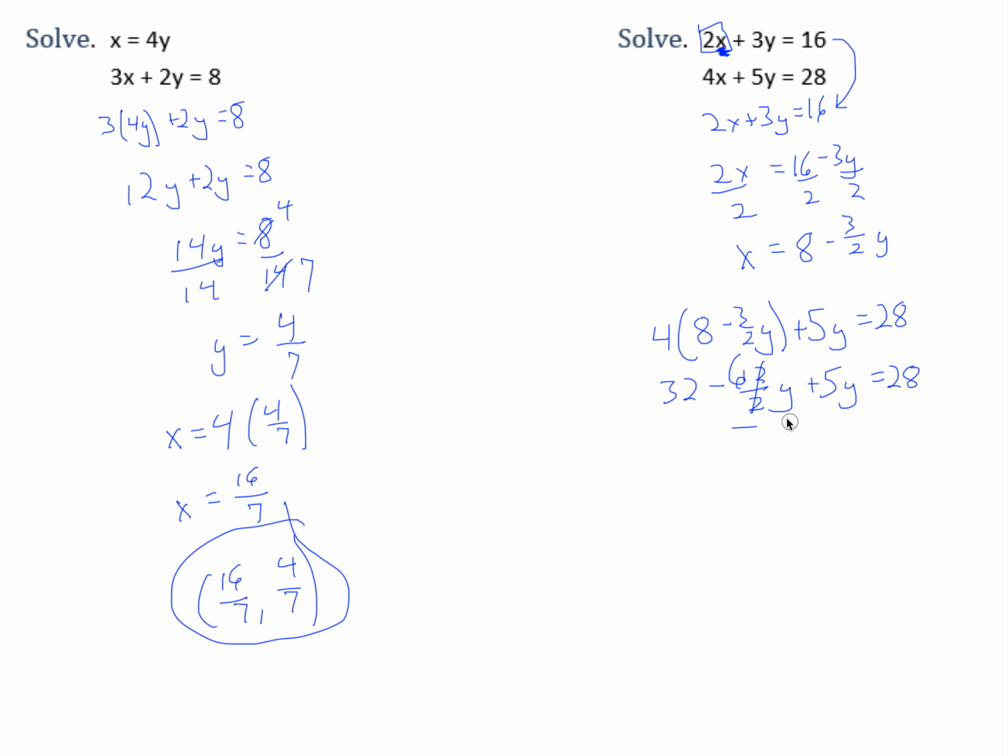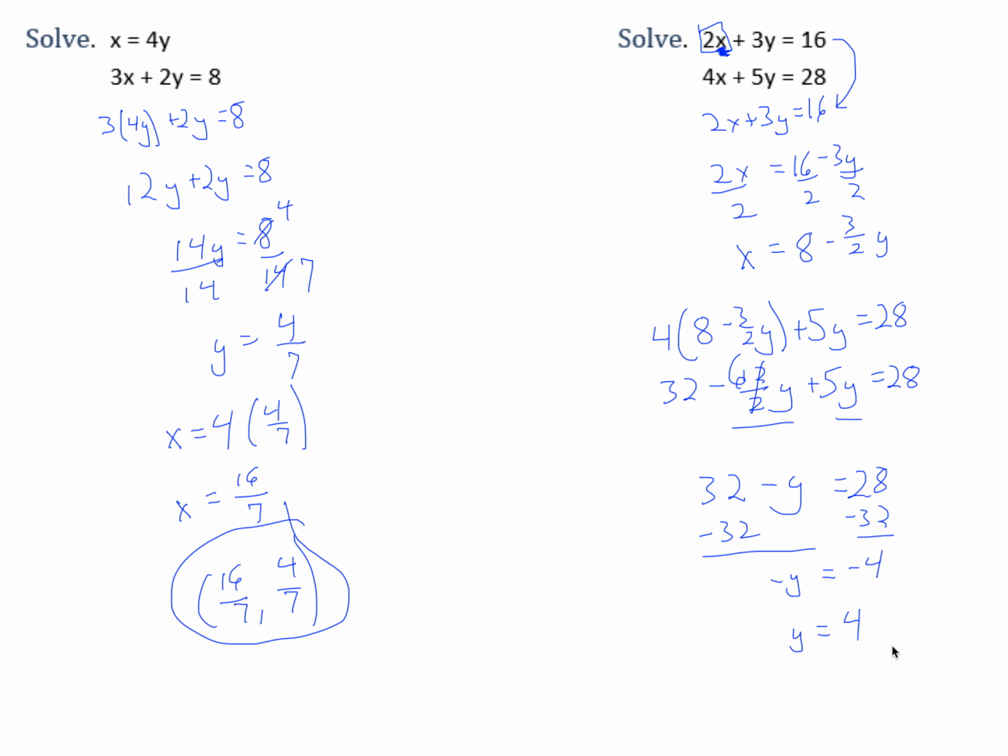Add some like terms here. We got a negative 6y and a 5y, so we have 32 minus y, because negative 6 plus 5 is negative 1, equals 28. Subtracting 32 from both sides, you get negative y equals negative 4. Dividing both sides by negative 1, we get y equals 4.